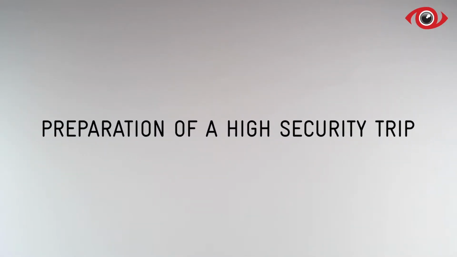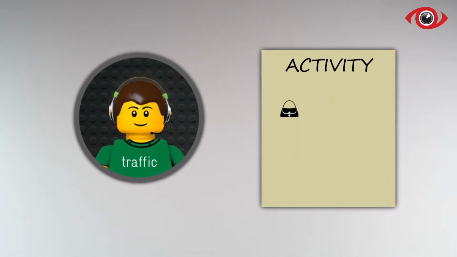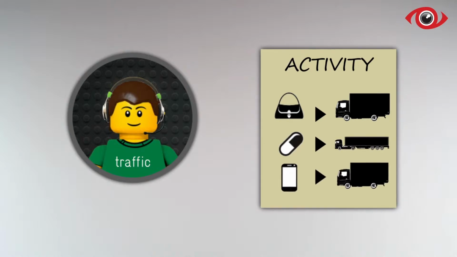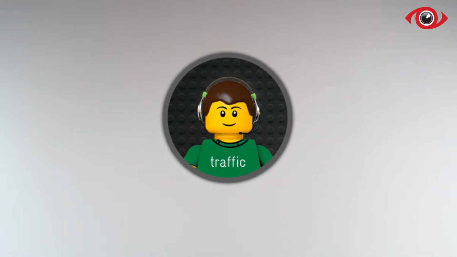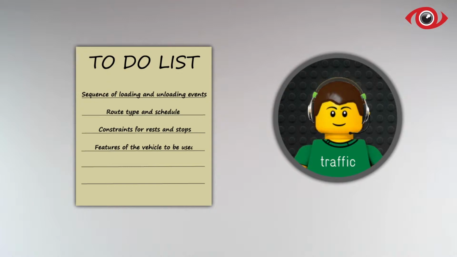Phase 1. Preparation of a high security trip. The traffic office of the hauler plans the activity and ensuing logistics according to the type of goods, to the related risk, and to the applicable security constraints. These main constraints are sequence of loading and unloading events, route type and schedule, constraints for rests and stops, features of the vehicle to be used, level of experience of the driver, specific requirements by the customer.